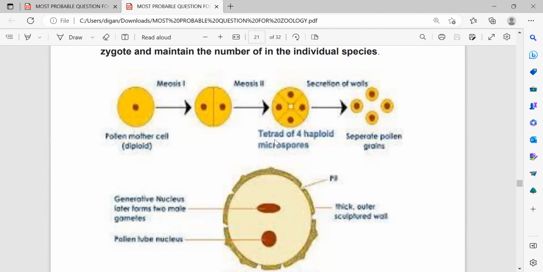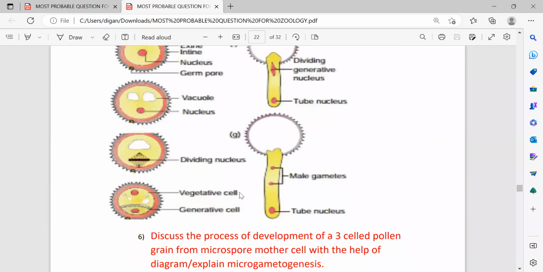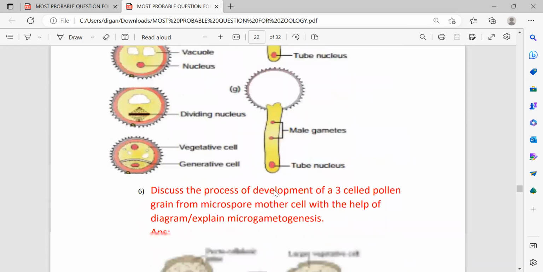First it is divided into two, then four cells, and there is a generative cell and a pollen tube nucleus. In the next step, from the pollen grain, finally one vegetative cell and a generative cell are formed, and finally the pollen through the germ pore, tube nucleus, germ tube is formed, and then two male gametes are formed. So these are the diagrams.